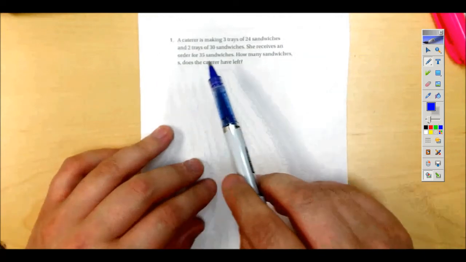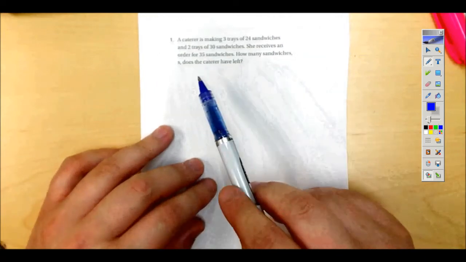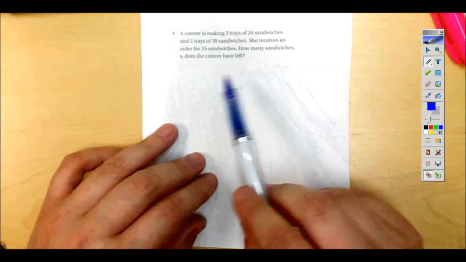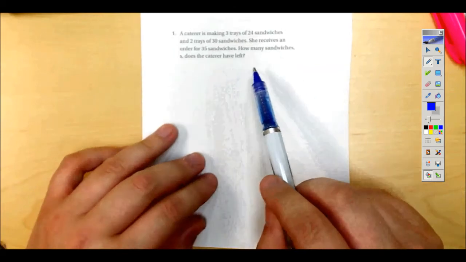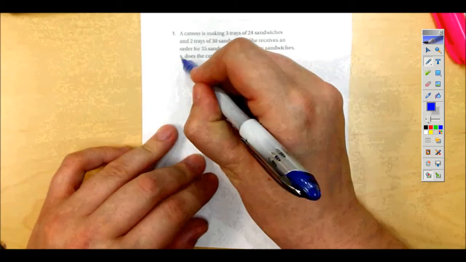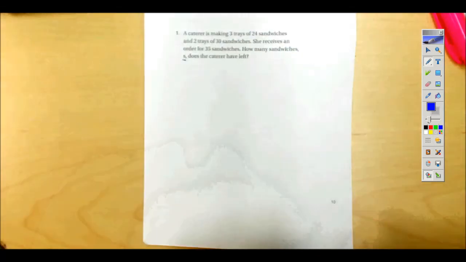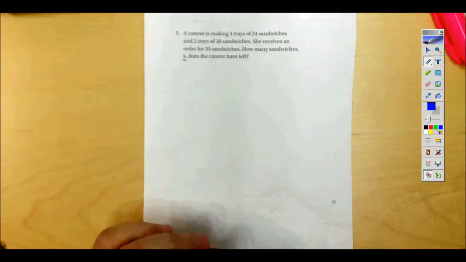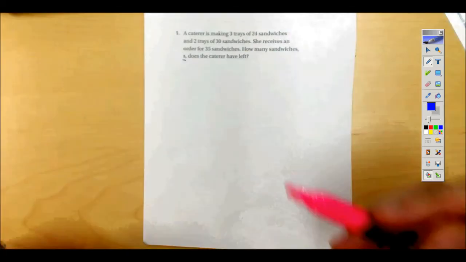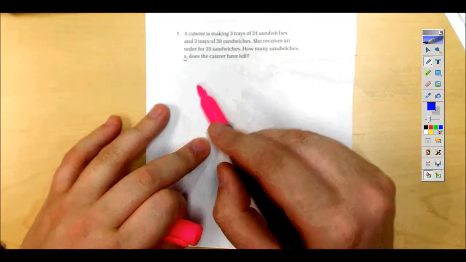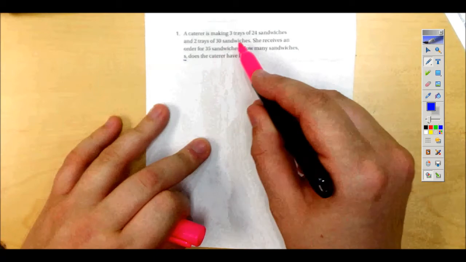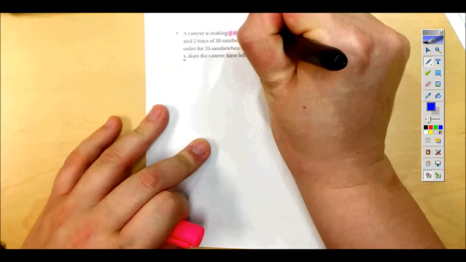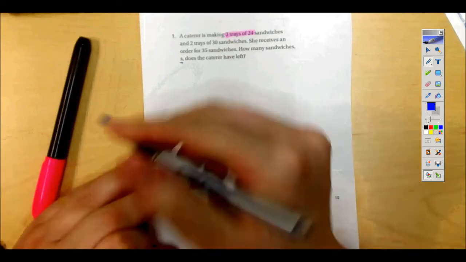A caterer is making 3 trays of 24 sandwiches and 2 trays of 30 sandwiches. She receives an order for 35 sandwiches. How many sandwiches S does the caterer have left? Well, I'm going to start out doing this step by step. The first part of this says a caterer is making 3 trays of 24 sandwiches, 3 trays of 24. So I'm going to do that part first.